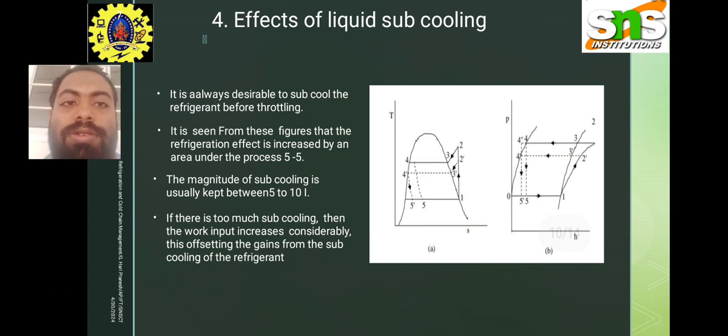Next, we are going to see the effects of liquid subcooling. It is always desirable to subcool the refrigerant before throttling. It is seen from these figures that the refrigeration effect is increased by an area under process 5 to 5'. The magnitude of subcooling is usually kept between 5 to 10 degrees. If there is too much subcooling, then the work input increases considerably. This offsets the gains from the subcooling of the refrigerant.